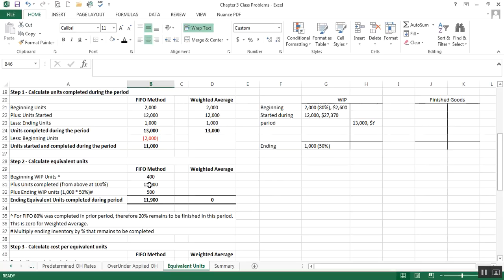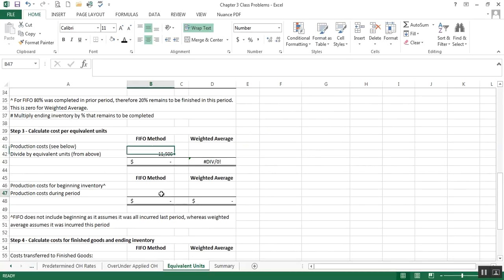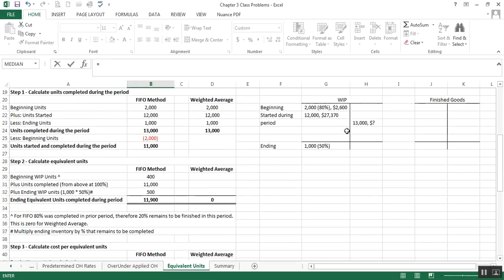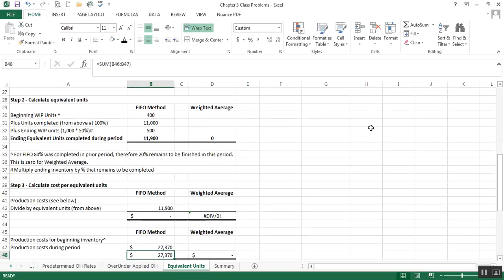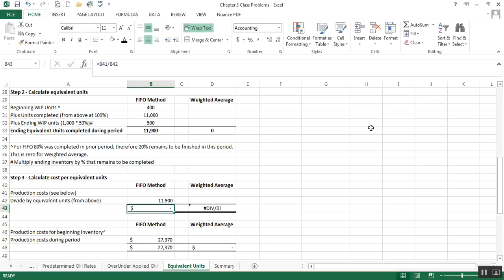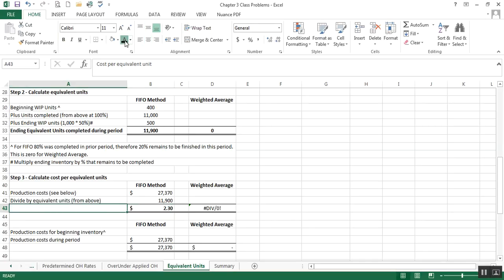So remember how we did not include the beginning inventory here? That means we don't include the costs related to that either, okay? So our total cost during the period is going to be the 27,370. So then we take the 27,370 and divide it by 11,900, and we get an equivalent unit cost of $2.30.